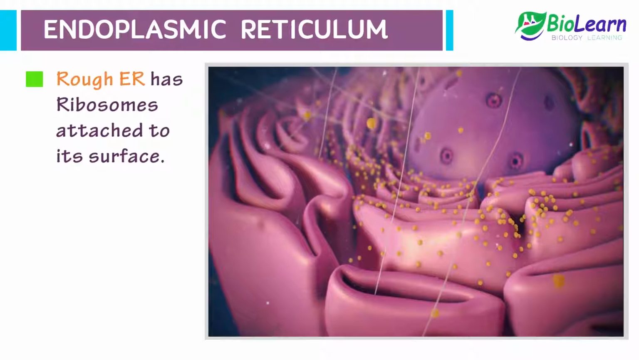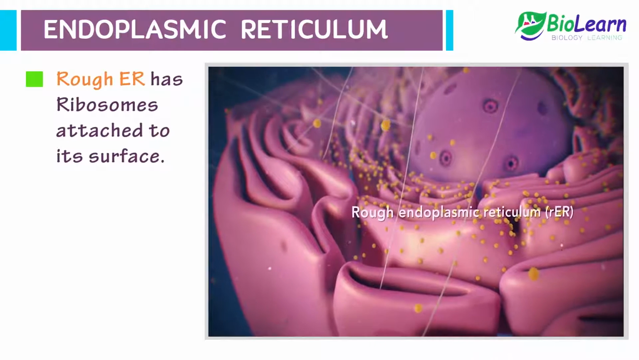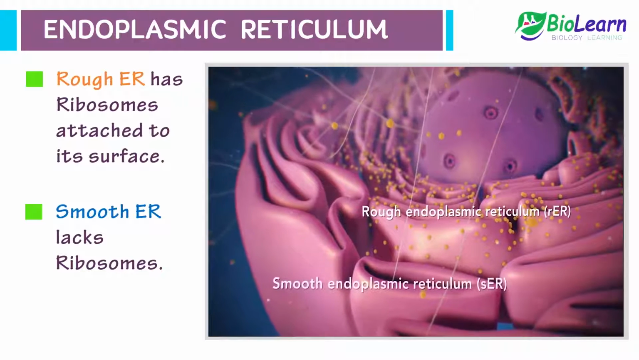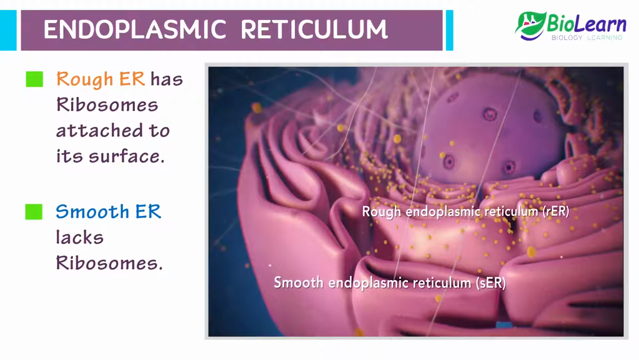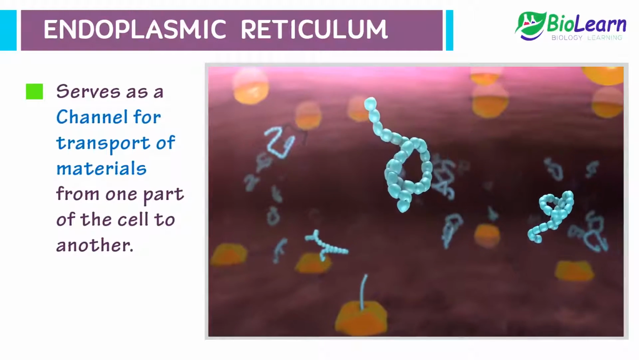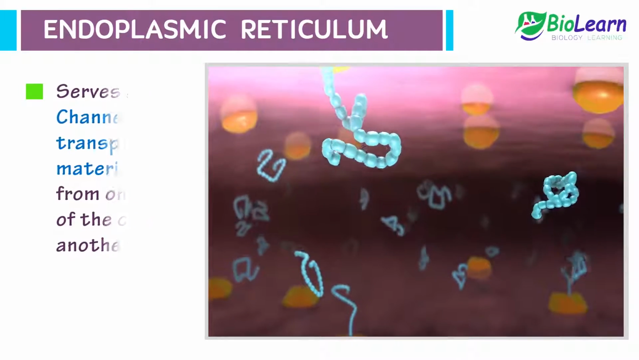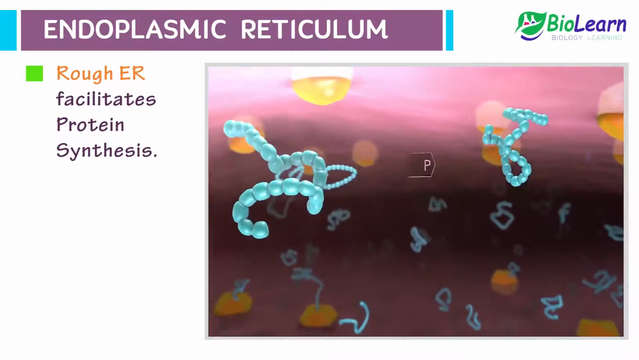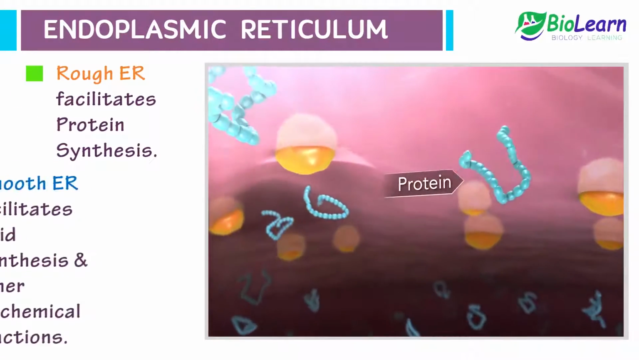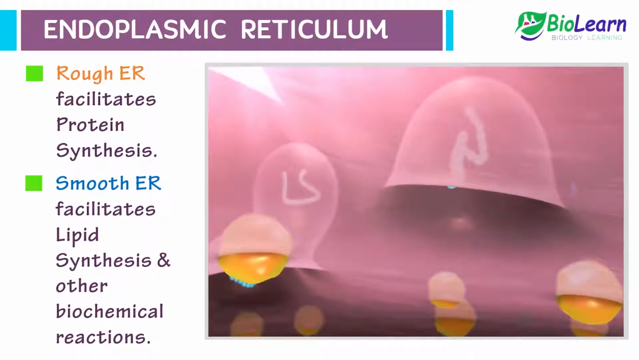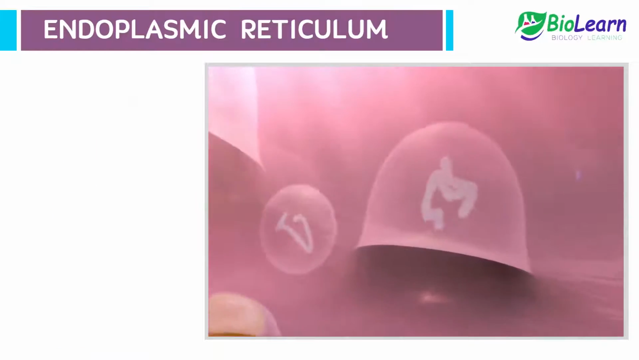Rough endoplasmic reticulum has ribosomes attached to its surface. Smooth endoplasmic reticulum is devoid of ribosomes on its surface. It serves as a channel for the transport of material from one part of the cell to another. The rough endoplasmic reticulum facilitates protein synthesis, while smooth endoplasmic reticulum helps in lipid synthesis and various other biochemical reactions.